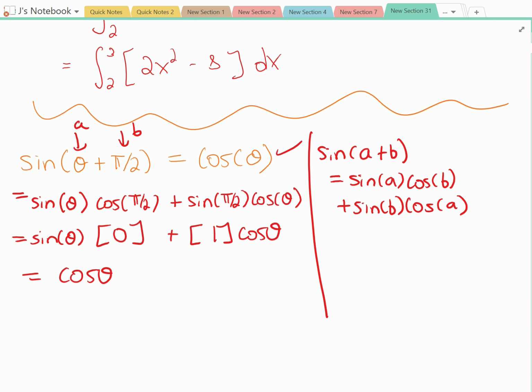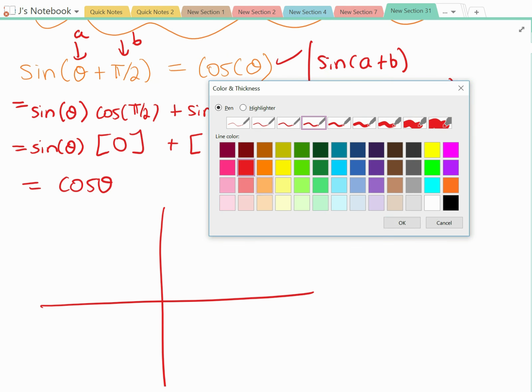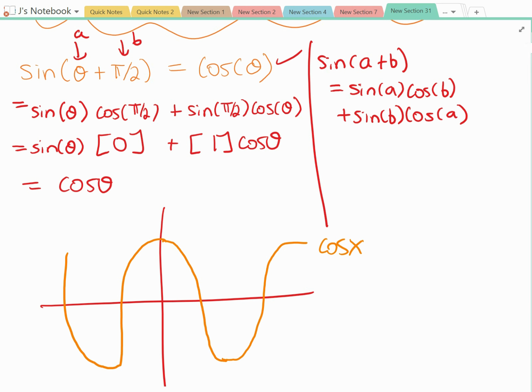You can use the double angle formula. Yes, you could do a graphical proof as well. It's not really a proof, but almost as good. Here's cos of x, and then I'll graph sine of x beside it.